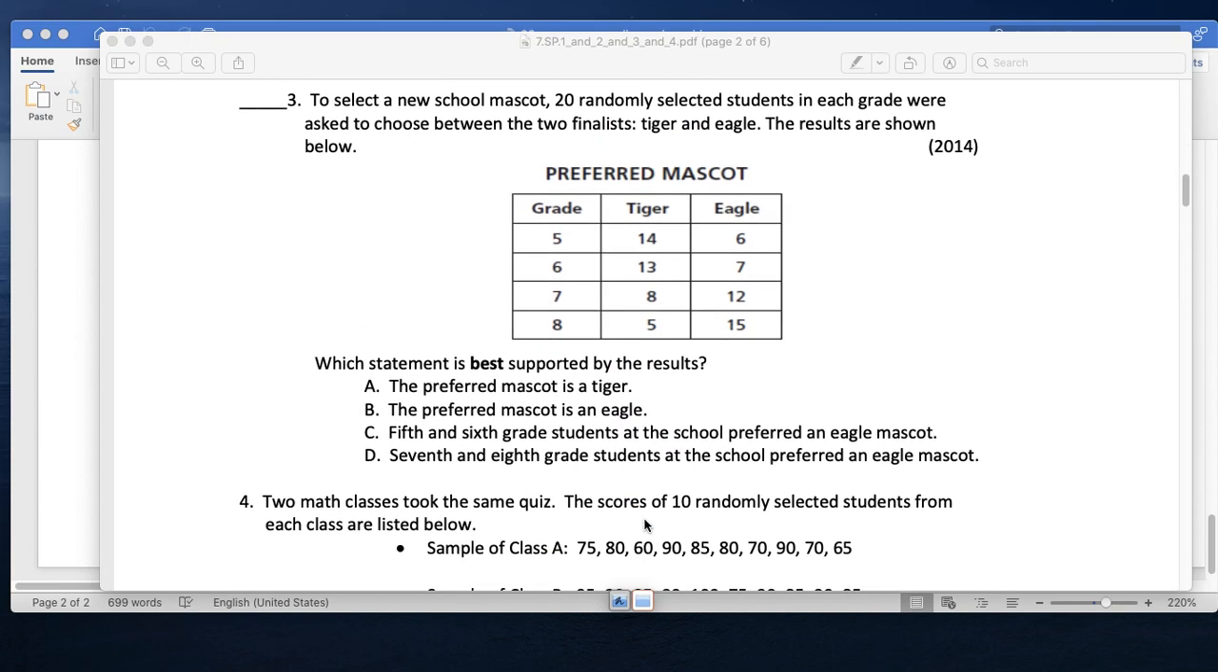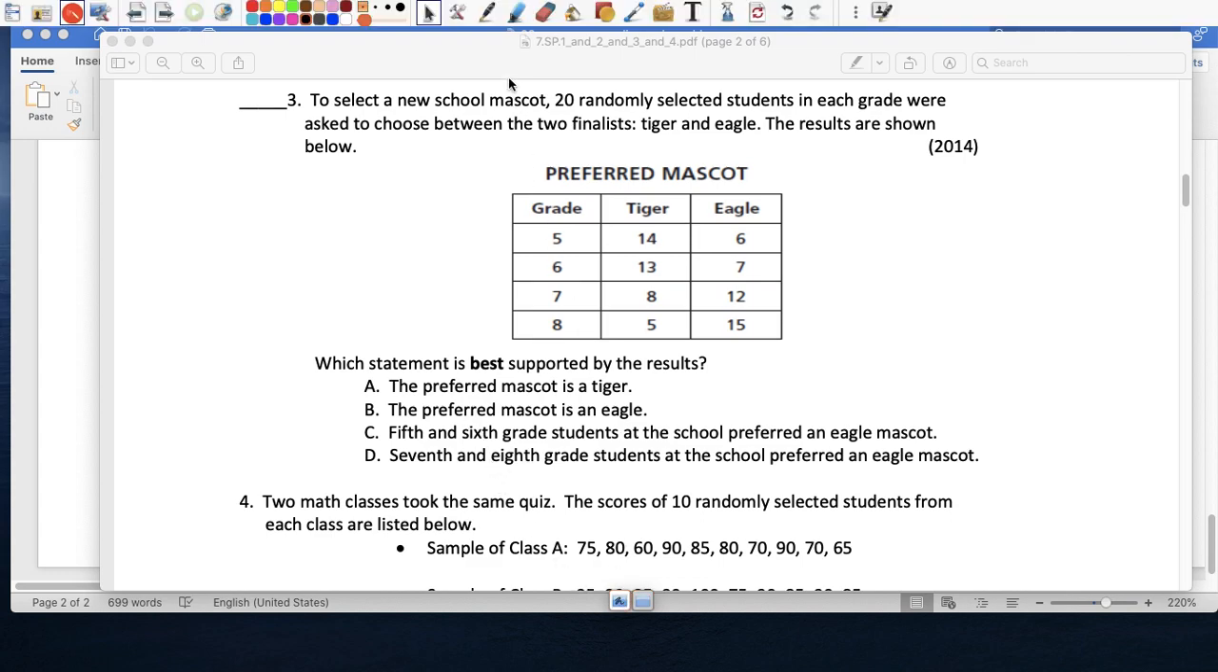3, to select a new mascot. 20 randomly selected students in each grade were asked to choose the finalists, tiger or eagle. The results are shown. So in 5th grade, 14 chose tiger and 6 chose eagle, and so forth. Which statement is best supported by the results? The preferred mascot is a tiger.